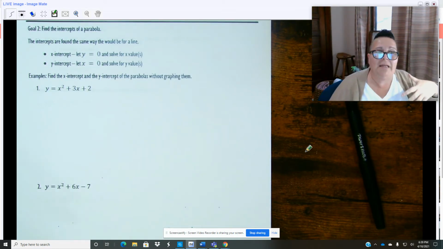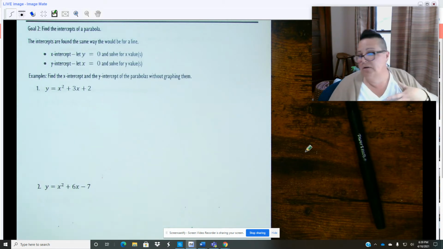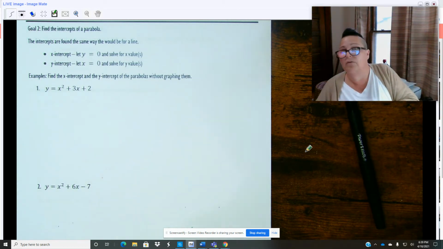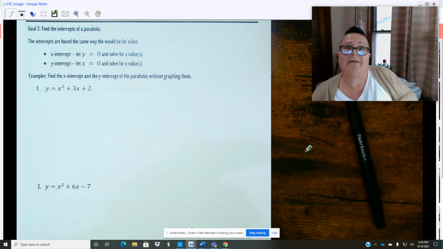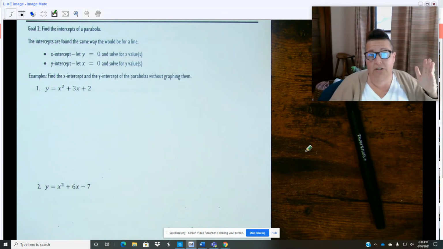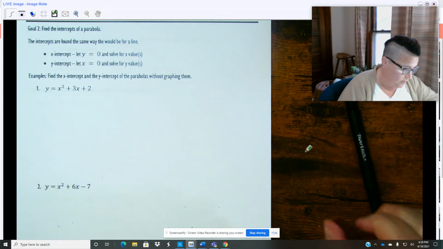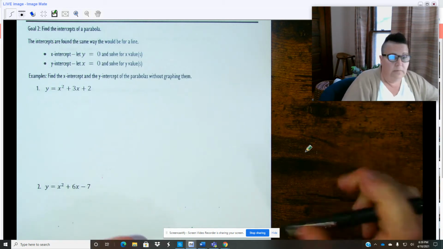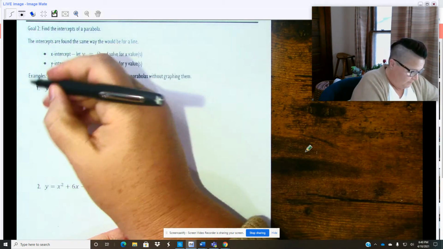In order to find the y-intercept, we're simply going to let x equal 0 and solve for the y value or values. Notice we're not going to graph anything. I don't want you to graph anything. We're just going to use the formula itself. So, shall we do the x-intercepts first?